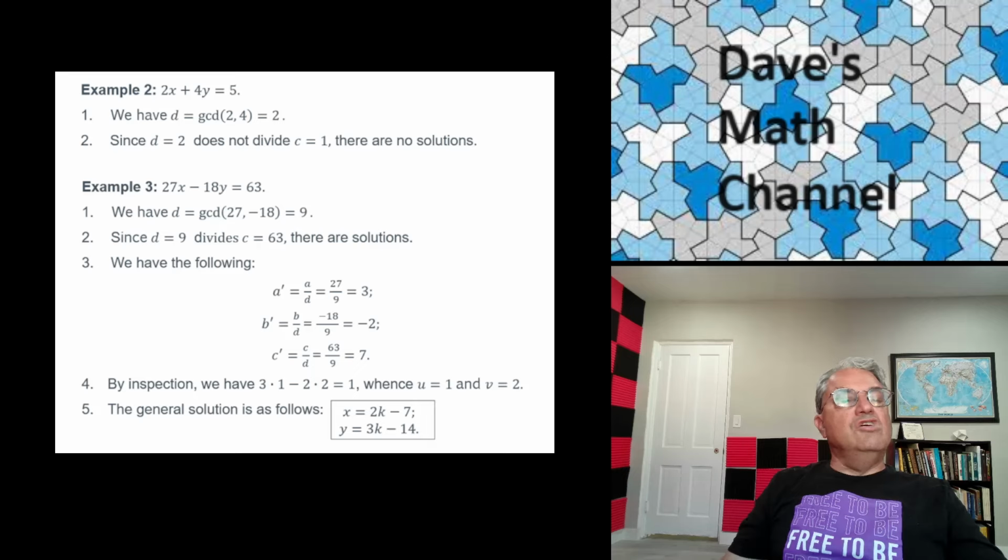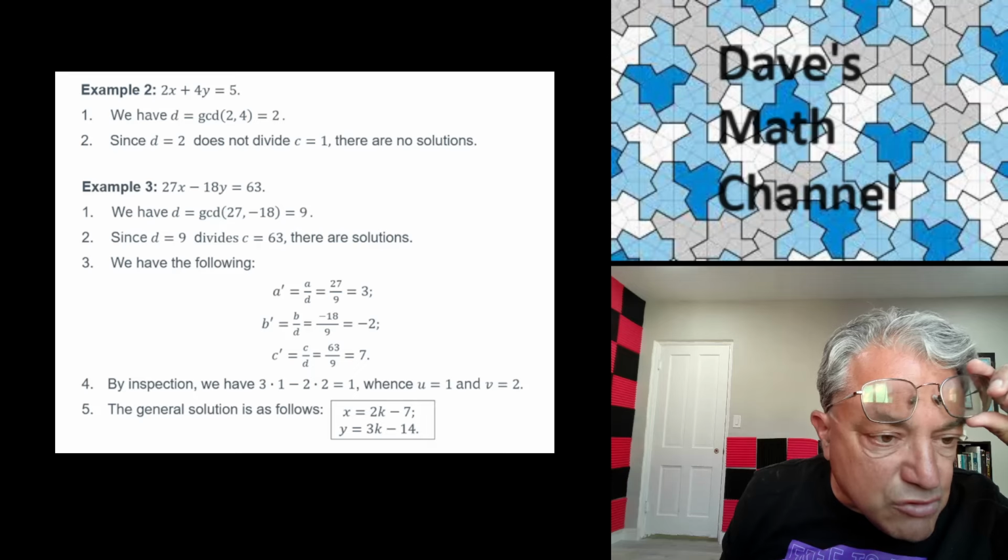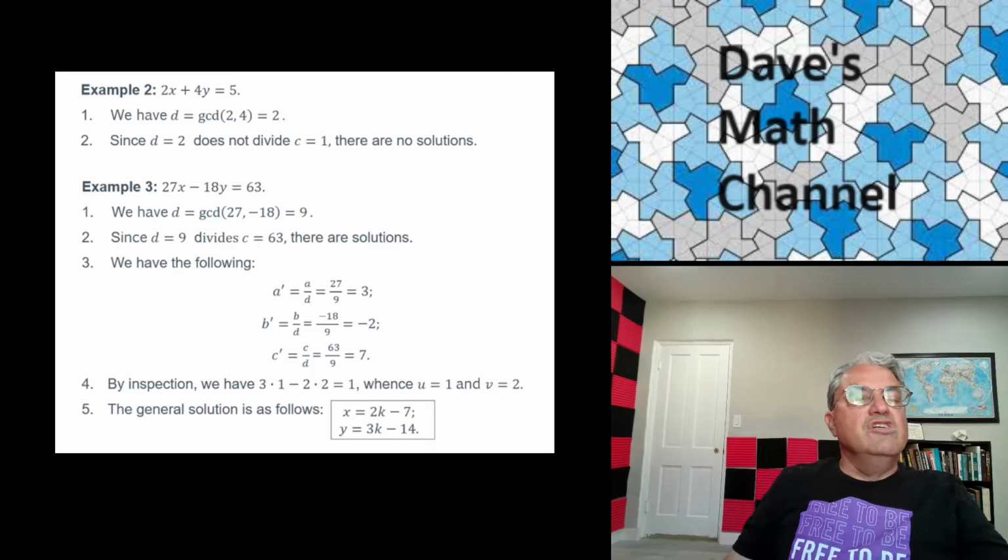And now, again, we can by inspection find a solution, u and v. It turns out that u equals 1 and v equals 2 will work. 3 times 1 minus 2 times 2. Actually, I think I did this backwards. Yeah, that's actually going to be minus 1. So I made a mistake here. I think u should be -1 and v should be -2. But anyway, the general solution you'll get will look like this: x equals 2k minus 7 and y equals 3k minus 14. I'm pretty sure that's correct. I checked it. You can check yourself.